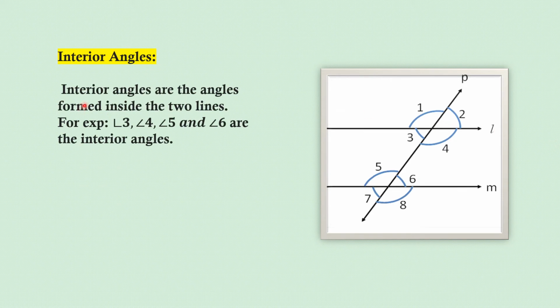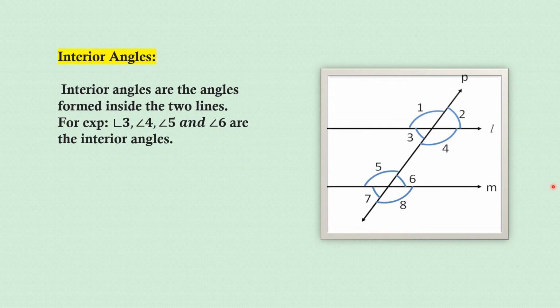So what are interior angles? Interior angles are the angles formed inside the two lines, the angles that are formed inside in this area. So inside the two lines, the angles that are formed are called interior angles. So angle 3, angle 4, angle 5 and angle 6.